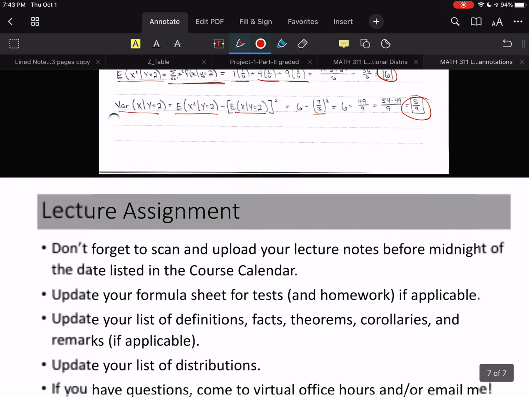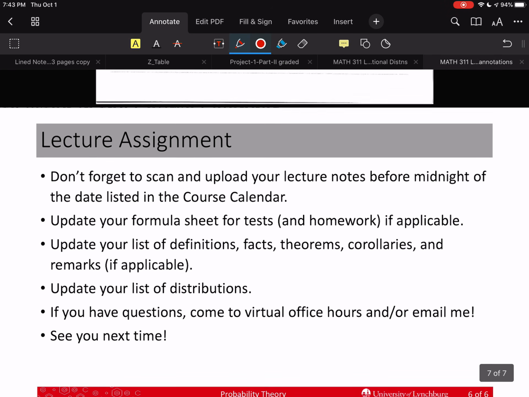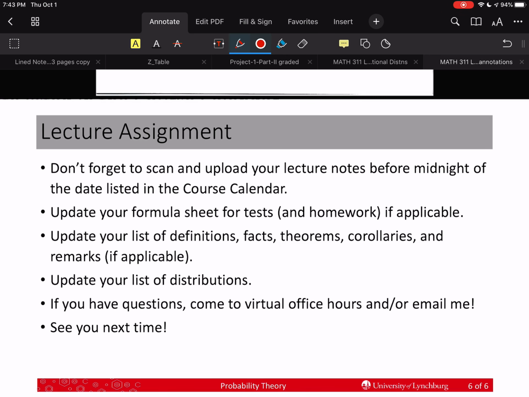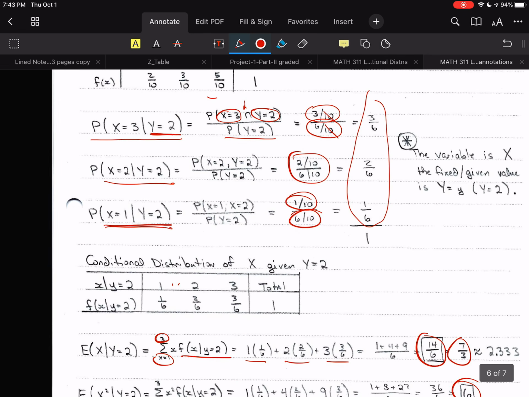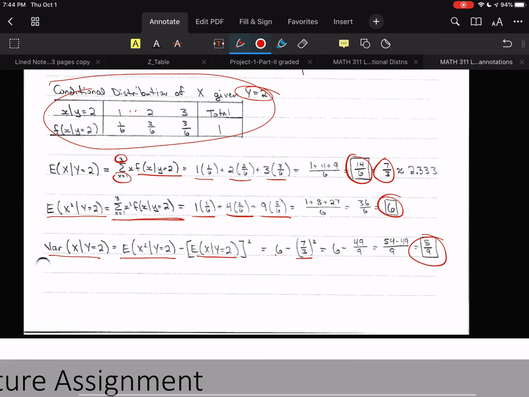Whew. A little tedious, but I wanted to do the discrete example and make sure that you see that it's not just straightforward. I have to make this conditional distribution first. I have to do that for y equals 2. So for each value of y, you have a different distribution. I hope that helps you understand the concept.